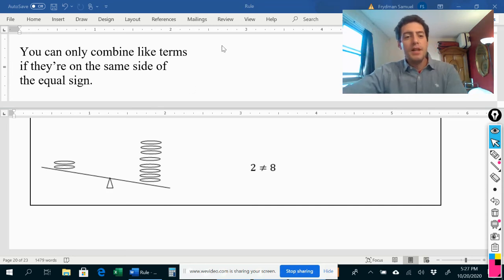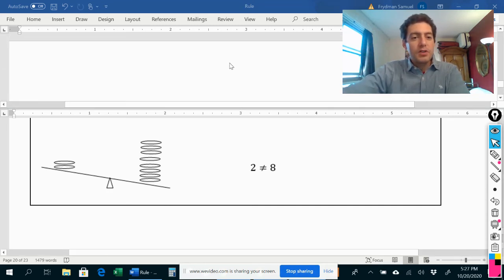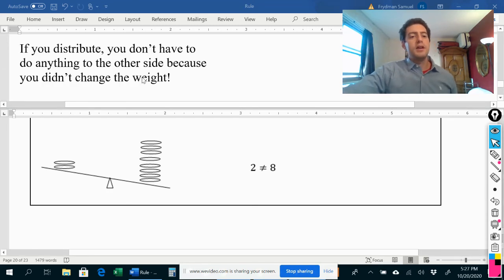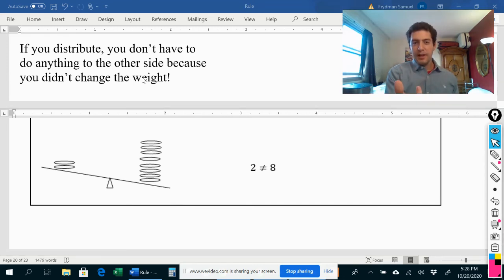Okay? Now, the last thing that I want to talk about in this video is, just like we said, assuming we're doing it correctly and we're combining like terms that are on the same side of the equal sign, we don't have to do anything to the other side because the weight doesn't change. That's the first thing that I said at the very beginning of the video, if you want to go back to the video. Now I'm going to say something similar for distribution.